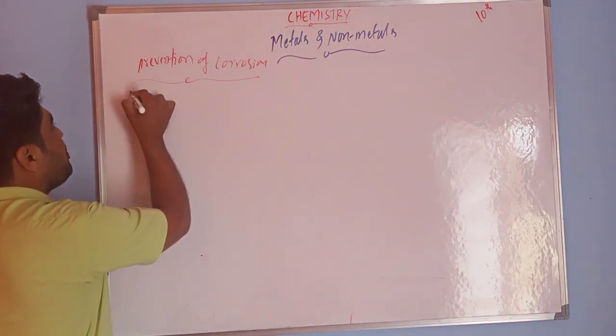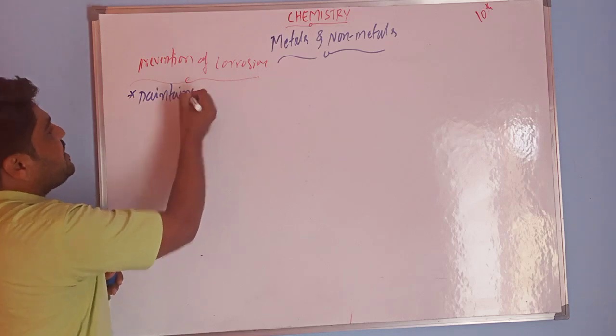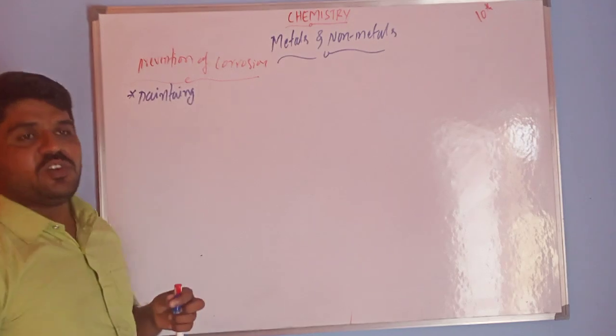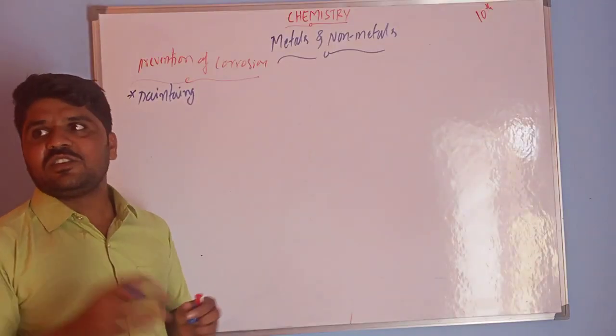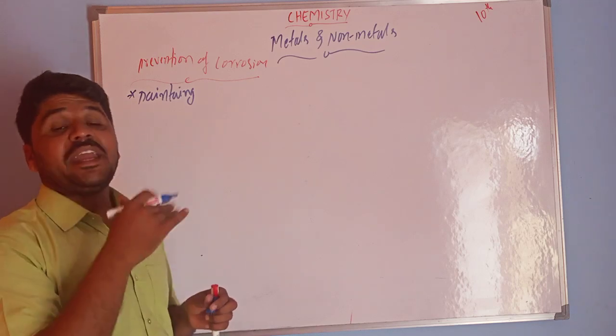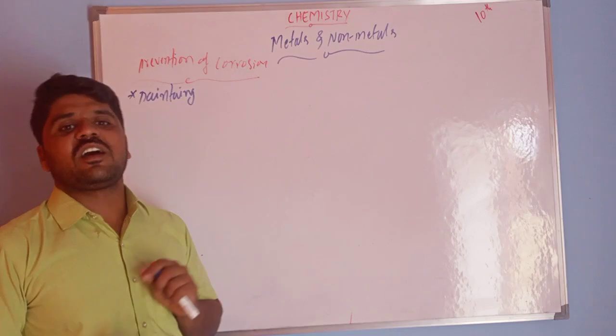First one is painting. Painting means applying paint on metals. You can observe this in your homes. In your windows, if there are any metals, those metals are painted. Why? Because paint prevents corrosion.